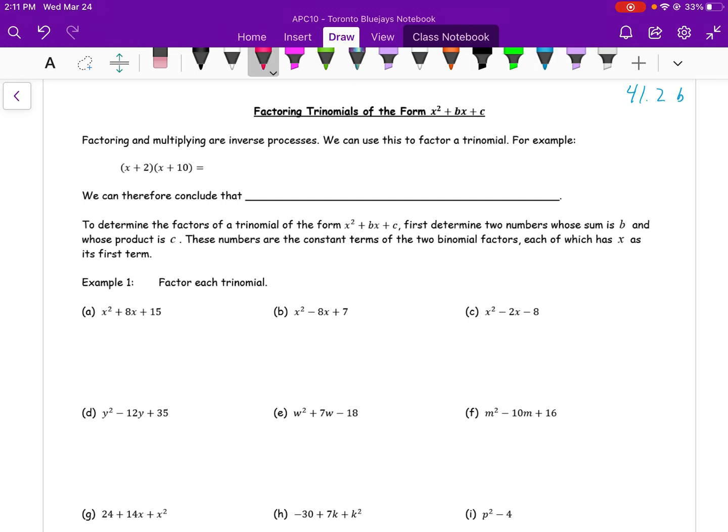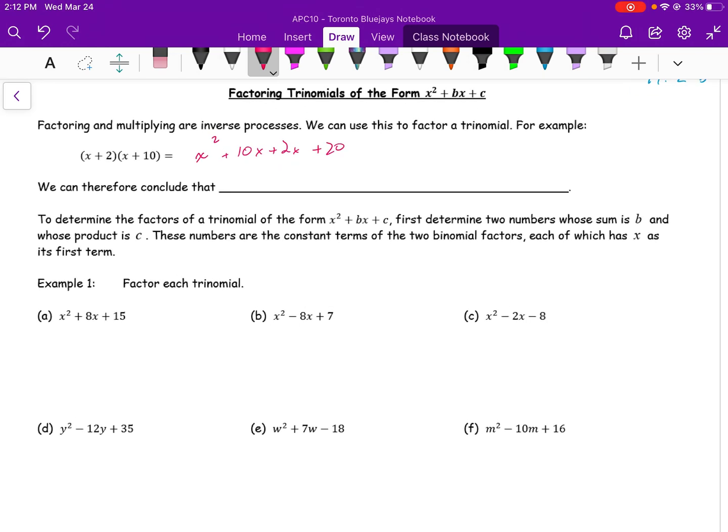For example, x plus 2 times x plus 10 is going to be equal to x squared plus 10x plus 2x plus 20. So therefore, we can conclude that x squared plus 12x plus 20 can be factored in the form x plus 2, x plus 10.